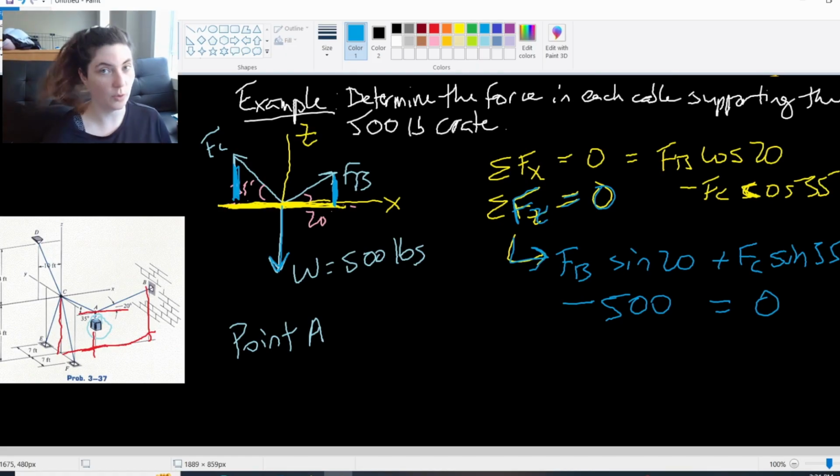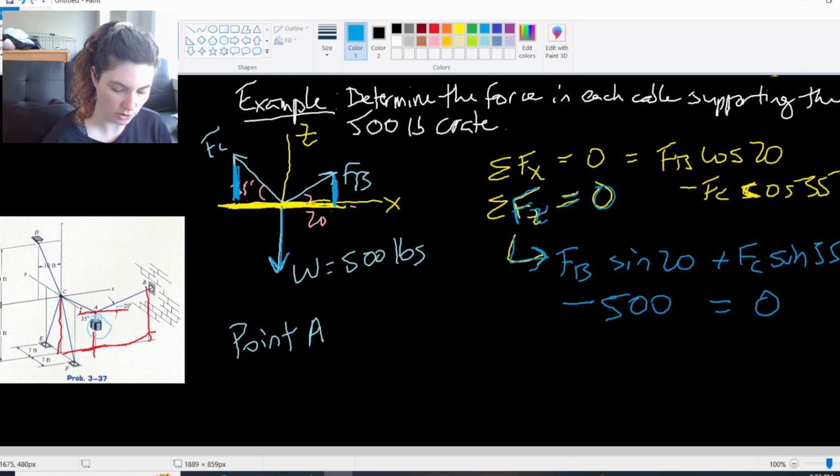So now I have two equations, two unknowns. I can already go ahead and solve for these two cables without having to set up anything else just yet. I know that I can find just these two cables from this free body diagram. So I'm going to use my z equation here. No, I'm actually going to use my x equation, and I'm going to set up a relationship between fb and fc.